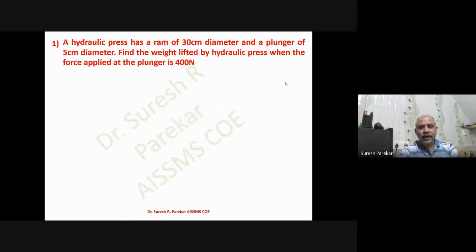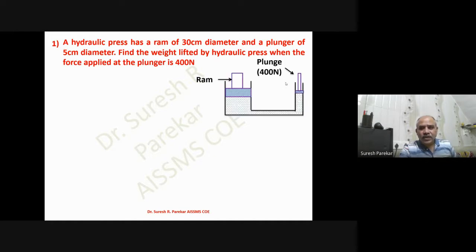So now we have a hydraulic jack press that has a ram of 30 centimeter diameter and a plunger of 5 centimeter diameter. Find the weight lifted by the hydraulic press when the force applied at the plunger is 400 Newton. So now you can see this. We have this as plunger, which is 400 Newton.